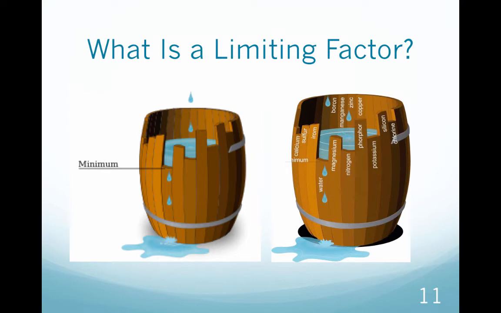So, to explain what a limiting factor is, if you take a look at the barrel on the left, you can see that the pieces of wood that make it up, they're called staves, are of varying lengths. You can only hold as much water as the smallest stave will allow you to. So that is the limiting factor for how much water that thing can hold. There on the right, you can see that the different pieces of wood are named different things.